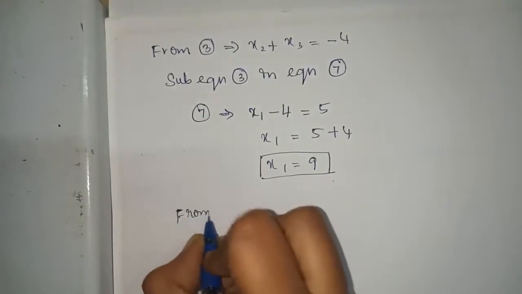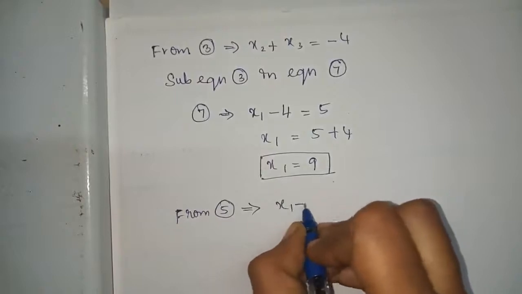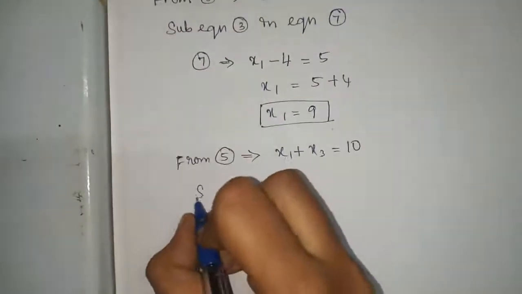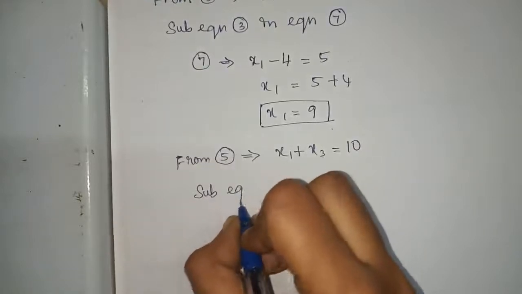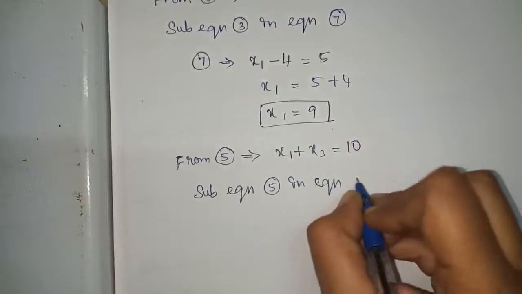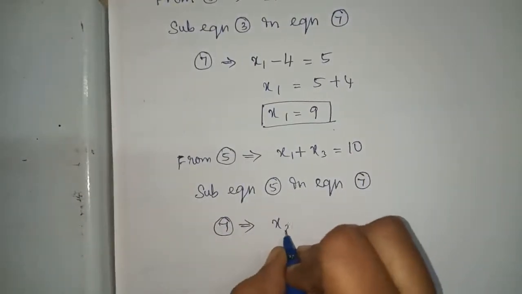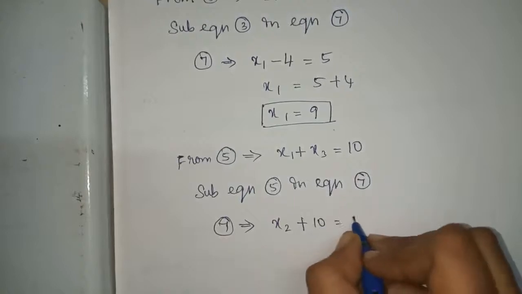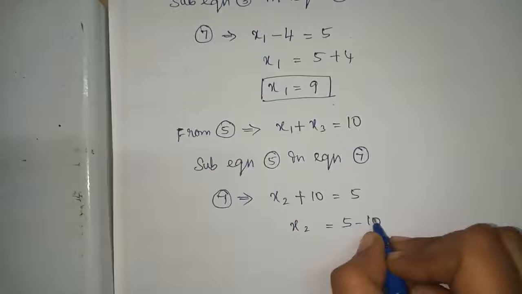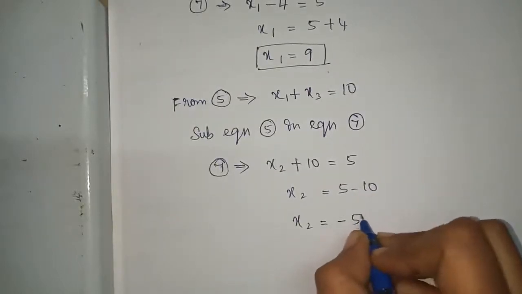From equation 5, x1 plus x3 is equal to 10. Substitute equation 5 in equation 7. So equation 7 implies x2 plus 10 is equal to 5. x2 is equal to 5 minus 10. The value of x2 is equal to minus 5.